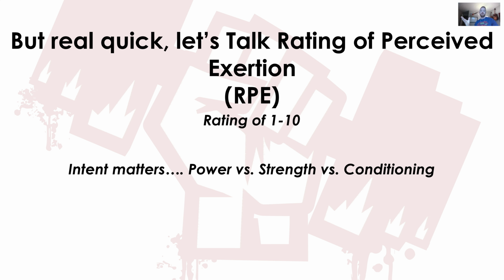So let's talk about a few more. A 7, whenever it comes to strength, would mean that we have 3 quality reps left in the tank. An 8 would mean that we have 2 quality reps left in the tank. A 9 would mean that we have 1 quality rep left in the tank. A 10 would mean 0 quality reps left in the tank.